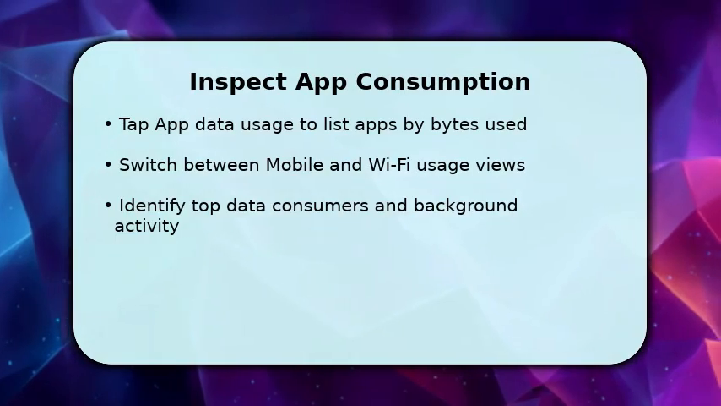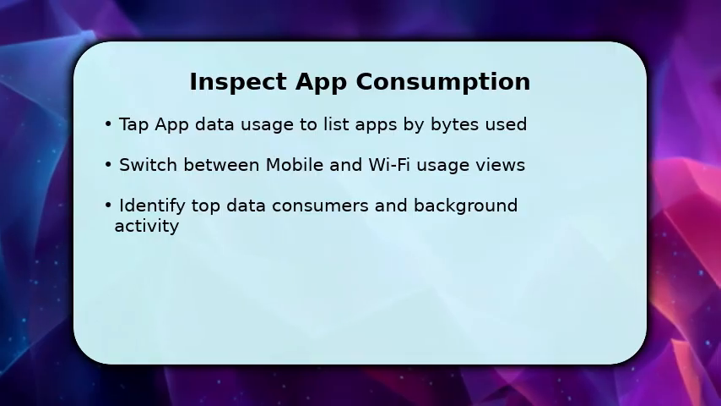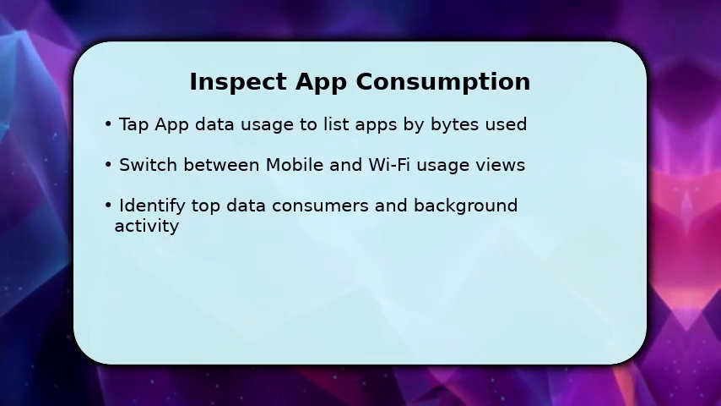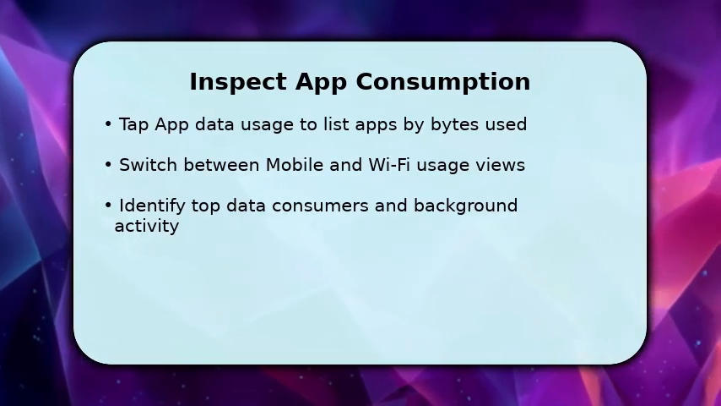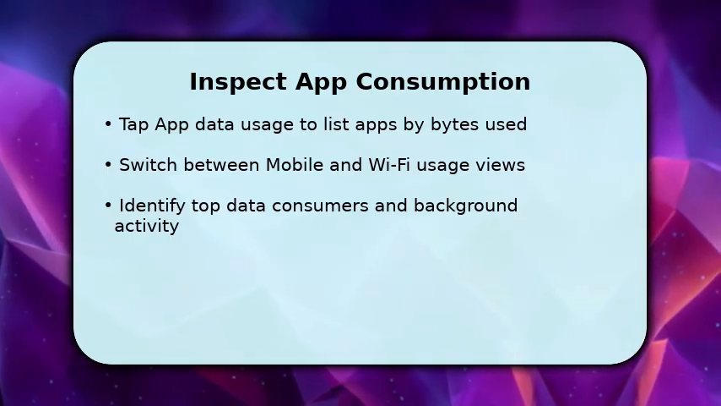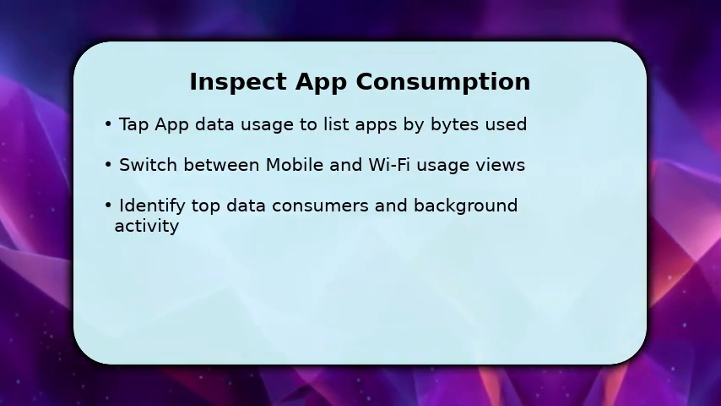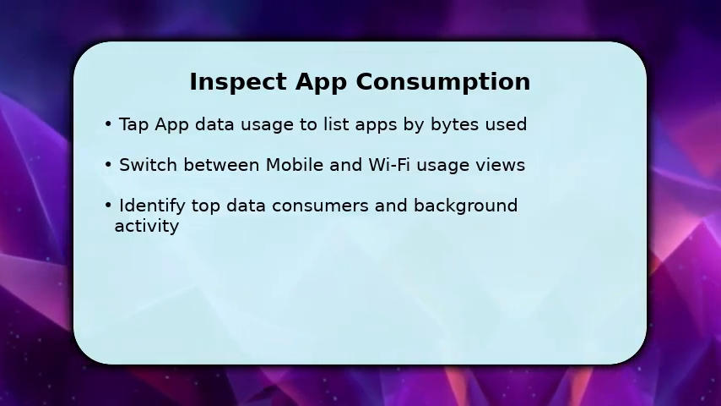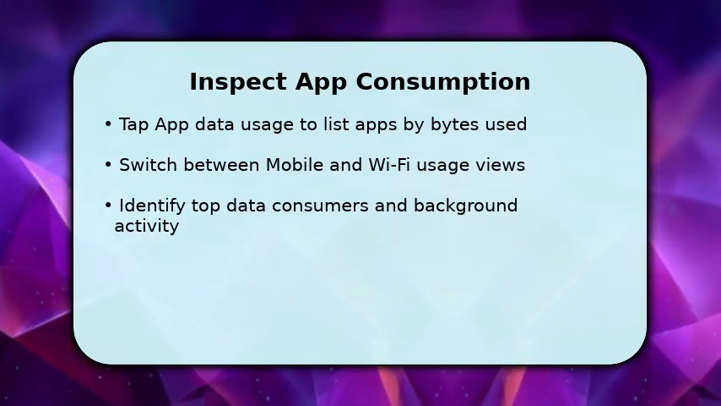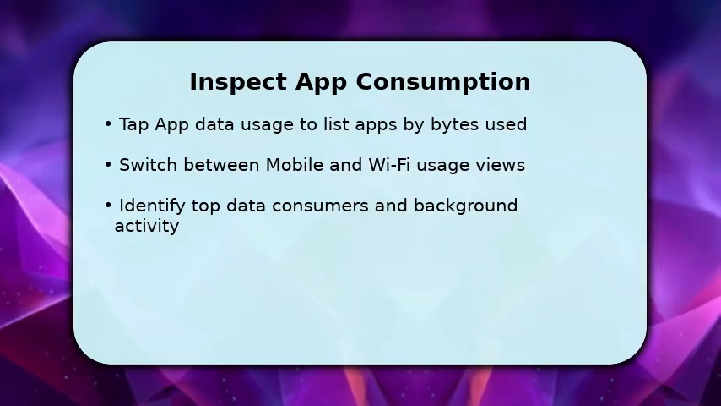Next, inspect per app consumption so you know who's using the most bytes. Tap App Data Usage and review the list sorted by usage. Switch between mobile and Wi-Fi views to compare. Look for apps with high background usage and long foreground sessions. Those are your main culprits. Once you identify them, tap an app to see details and the option to restrict background data or force stop.